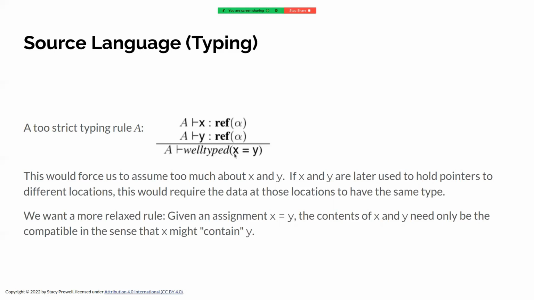I could say X gets Y as long as Y will properly be able to be assigned to X. And in a world like C++ and other places, it might not be that these things have to have exactly the same type, right? Y might be a cow or a chicken or a dog or an axolotl, and X could just be anything that's allowed to hold an animal. And there you go. So he says this makes us assume too much. I want a more relaxed rule. I want to say I can assign Y to X if the contents of X and Y are compatible in a sense that X might contain Y.